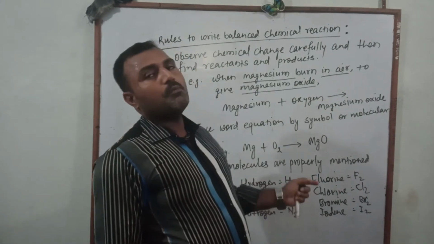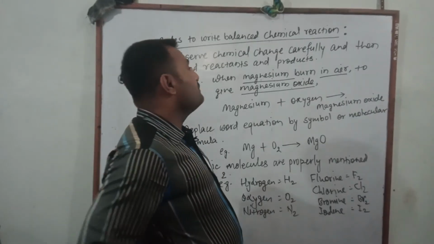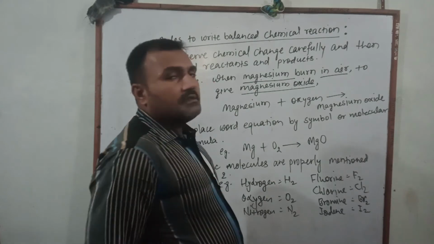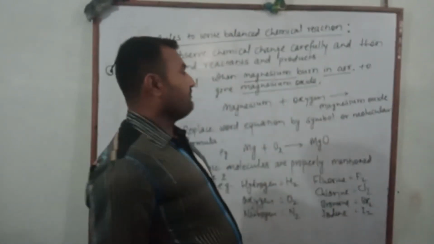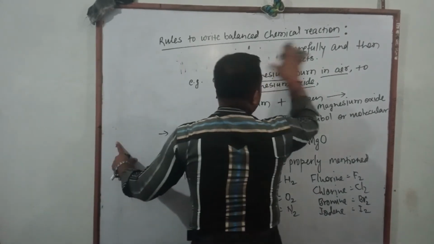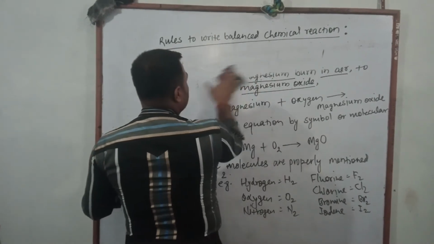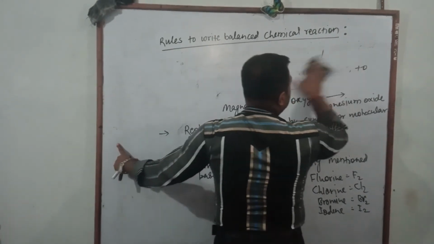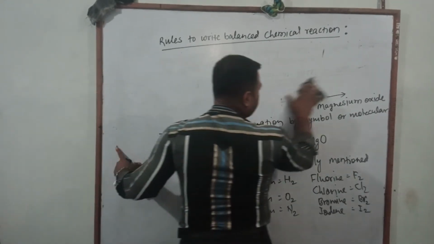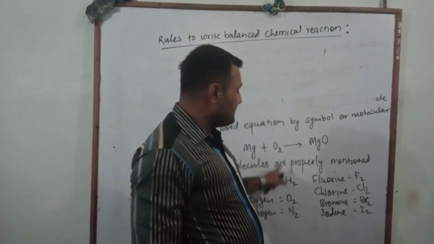If diatomic molecules participate in a chemical reaction, then we should balance it properly with the help of the molecular formula. And if these are monoatomic, then we simply write the symbol. Tetraatomic, then we should write 4 as the subscript. Triatomic, then we write 3 as the subscript. And in this reaction, why do we write 2 here? Because oxygen is diatomic.